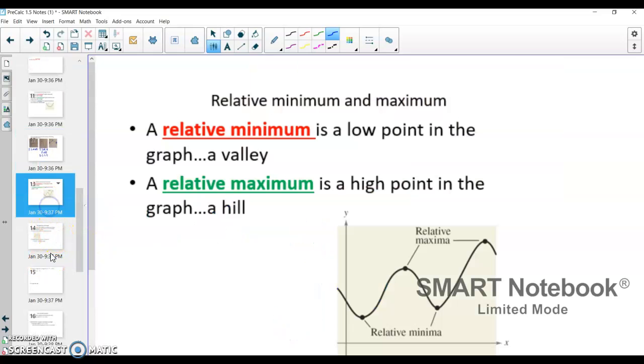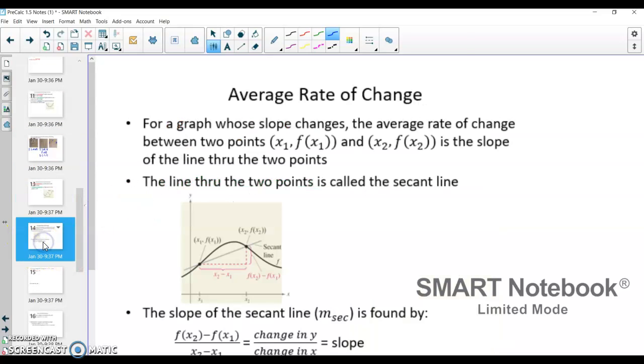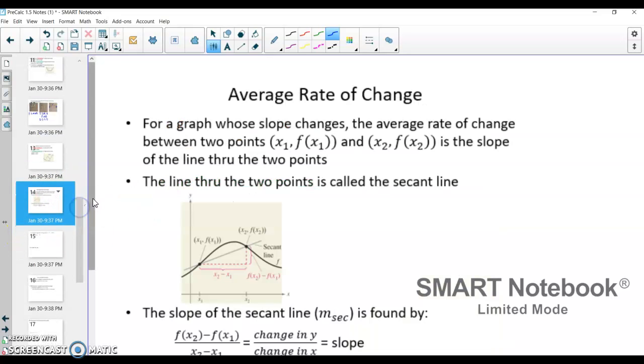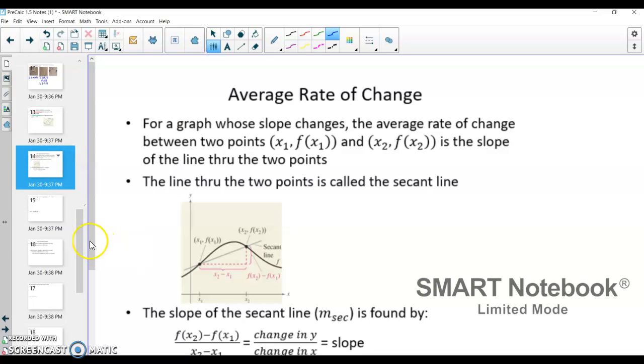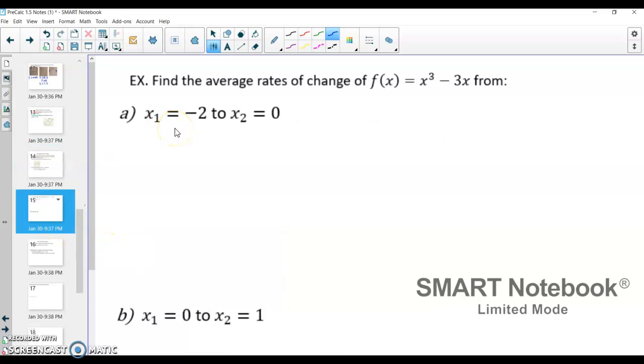Okay, relative minimum maximum, a note there, a note here about just making slopes of secant lines, and then we'll practice it here. So what I'll do on this problem is I'm going to plug in my x values, get y values, and then use those x's and y's to find my slope.